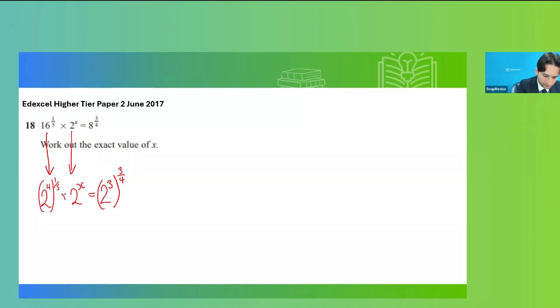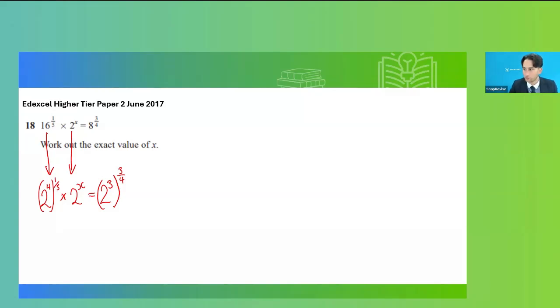2 to the 4 to the 5th. There we go. It's even more fun. It sounds like you're doing some sort of rap. But 2 to the 4 to the 5th times 2 to the x is equal to 2 to the 3 to the 3/4. And whilst you're probably still looking at this like, oh, this is quite nasty, it's now in a user-friendly form. Like it's in a format that we can do stuff.